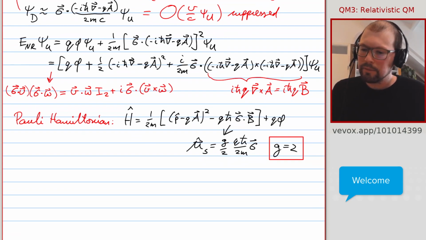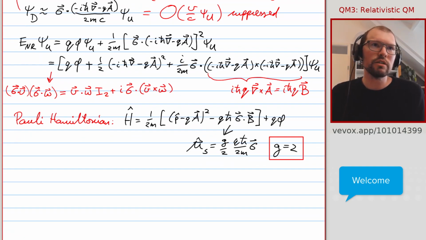Now in the lecture notes, some more relativistic corrections are discussed. This is not exam material, but take a look. Certainly read it as background material.